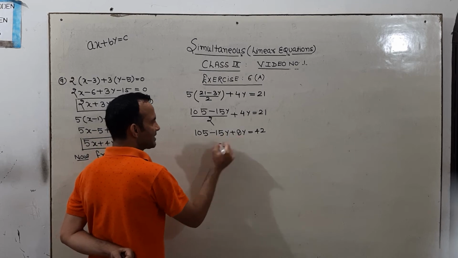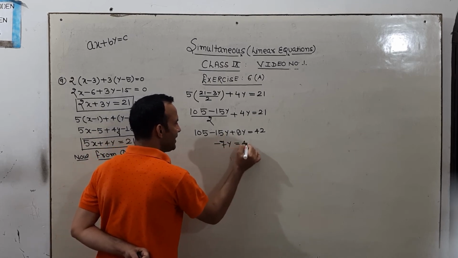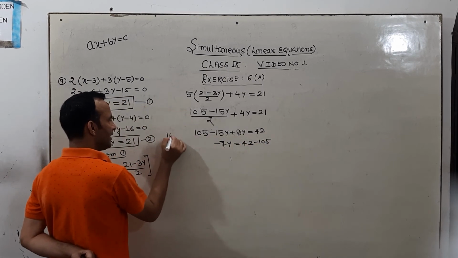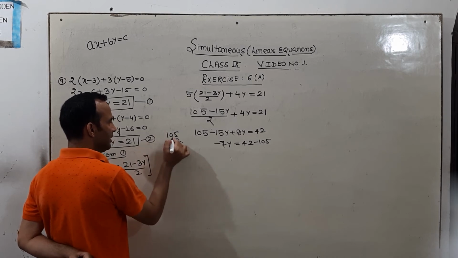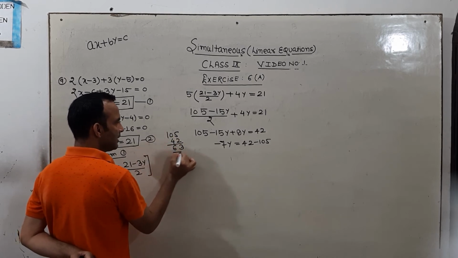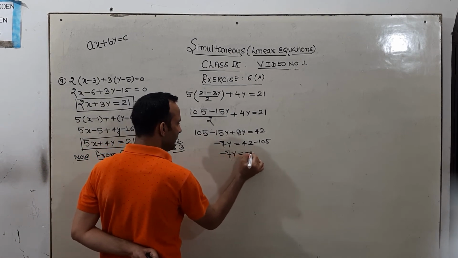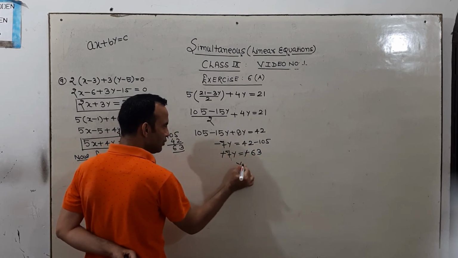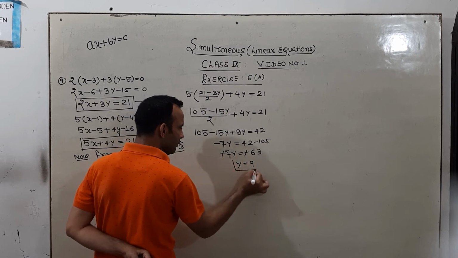Minus 15y plus 8y is negative 7y. 42 minus 105. See, 105 minus 42. 5 minus 2 is 3. 10 minus 4 is 6. Minus 7y is equal to minus 63. Minus minus cancel. Y is equal to 63. When divided by 7, we obtain what? 9. This is the value of y.